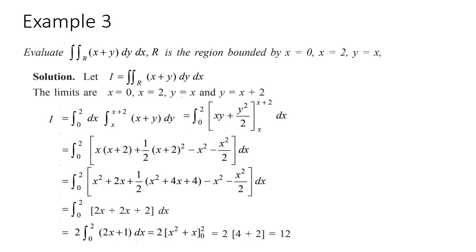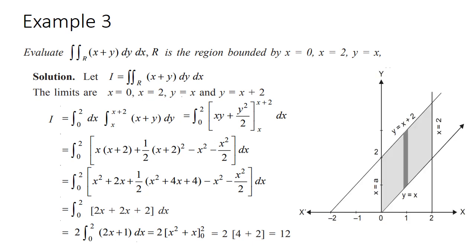So now first we have to integrate with the innermost integral, that is the integration with respect to y. So when we integrate x plus y with respect to y, we will be getting it as xy plus y square by 2 with x plus 2 as the upper limit and x as the lower limit. So we are going to substitute the upper and the lower limit in the place of y with a minus sign in between. Then we will be getting it as x into x plus 2 plus 1 by 2 x plus 2 the whole square minus x square by 2.